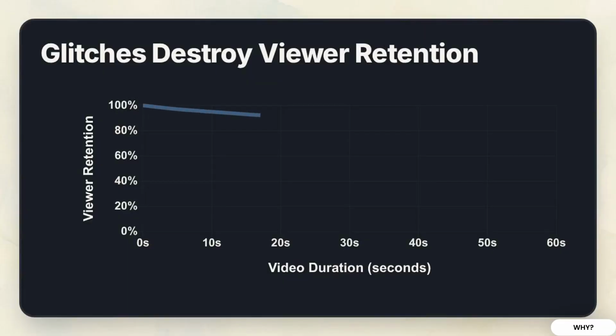Analytics for this content show a recurring pattern. Retention holds briefly, then hits a sharp cliff. Heat maps reveal these exits align exactly with visual glitches. Once a character becomes unrecognizable, immersion breaks and the viewer scrolls away.